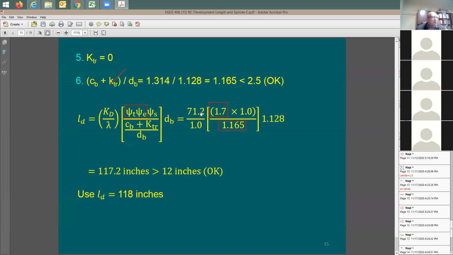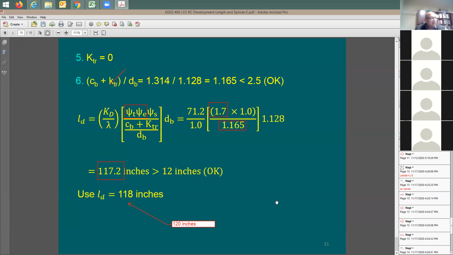What is this 71.2? It's going to be from table 1. This is going to be K sub D, multiplied by the bar diameter 1.128. Here's the number I'm getting: 117. This is a lot. You're talking about almost 2 feet, you're shy of 2 feet, right? And your limit, or the minimum, is going to be 12 inches. So I'm going to go with 118, and if your choice would be 120 inches, I'm going to be okay with it. This makes sense, of course. I'd use 120 inches.